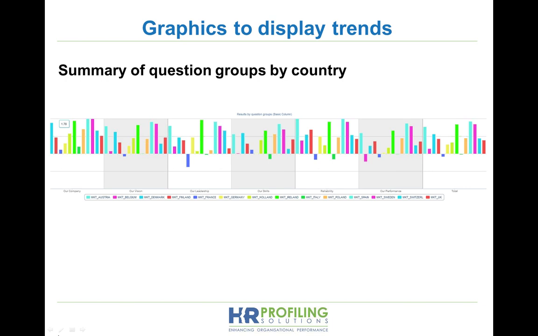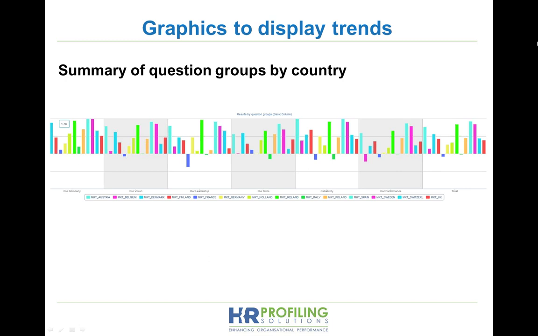You can either analyse the results using tables, as we did on the other page, or we can display using, and we've chosen a basic column graph here. This graph is displaying a summary of the question groups from all the European offices. So Safi, what can you see?